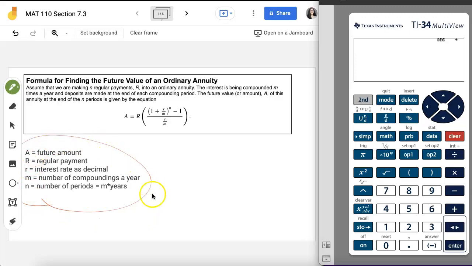Again, just for recapping this information that's up here at the top in the paragraph, A is the future amount, R is the regular payment or deposit amount in dollars. Lowercase r, little r, is the interest rate written as a decimal. M is the number of compoundings in a year. And N is the number of periods of compoundings. And the way to find that is M times the number of years.